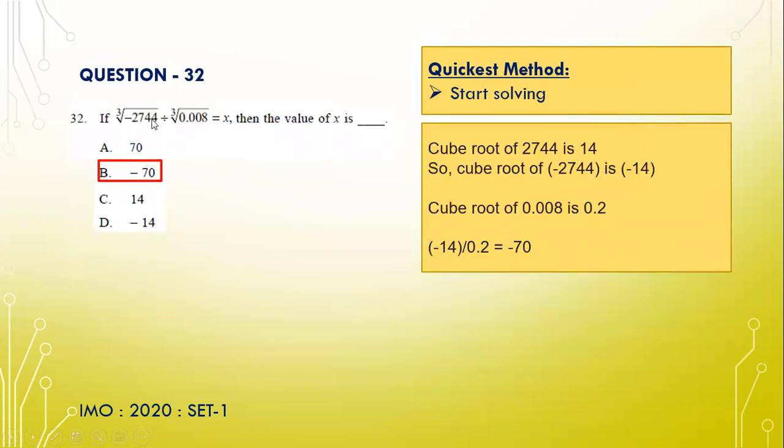Cube root of minus 2744 divided by cube root of 0.008 is x. Then find the value of x. What is cube root of 2744? It is 14. So cube root of minus 2744 is minus 14, isn't it? Because minus 14 into minus 14 into minus 14 will be minus 2744. Similarly, cube root of 0.008 is 0.2, isn't it? Because 0.2 into 0.2 into 0.2 will be 0.008. So minus 14 divided by 0.2 will be minus 70. So x is minus 70.